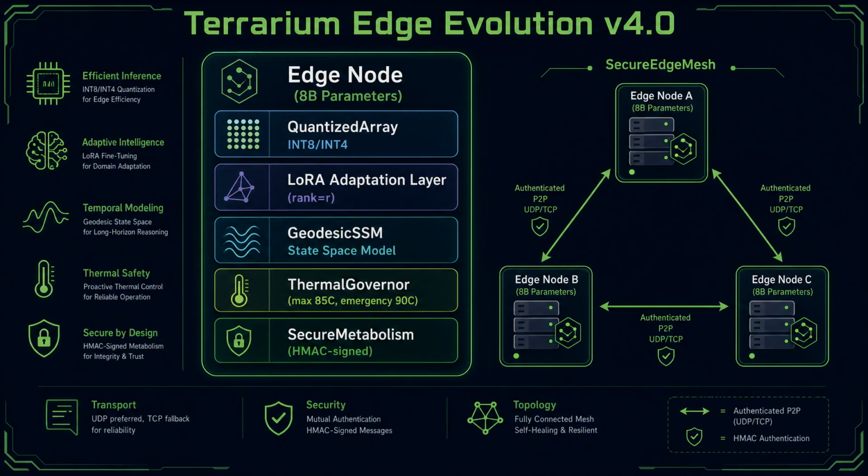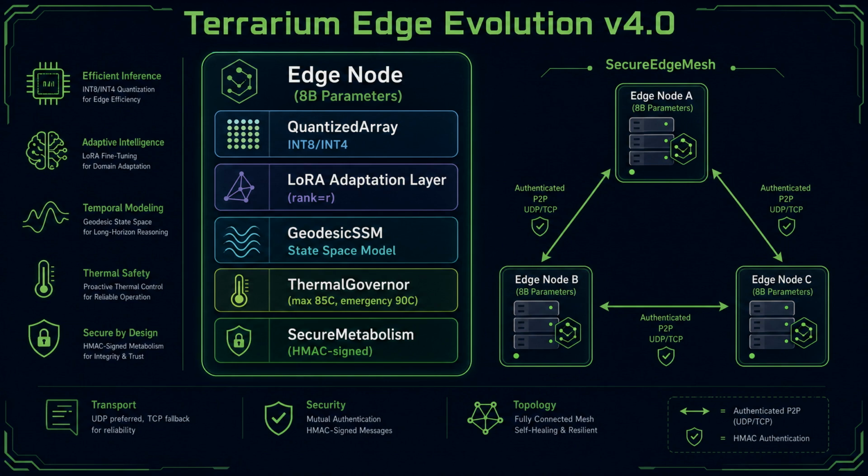Terrarium Edge Evolution version 4.0 handles deployment on resource-constrained edge hardware. Each node runs an 8 billion parameter model with INT8 and INT4 quantization to minimize memory footprint. Low-rank adaptation, or LoRA, layers enable continuous on-device model evolution without full retraining. A geodesic state space model provides temporal reasoning.